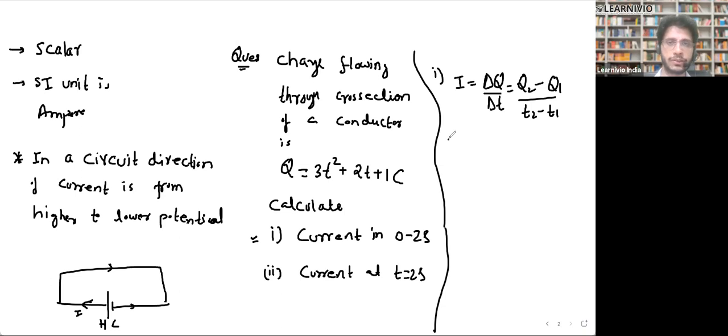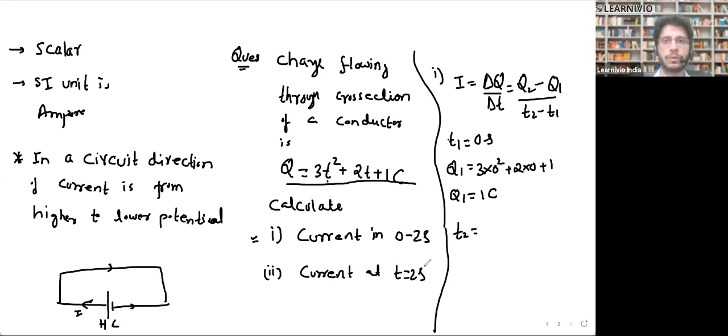Okay, Noor, let's check your answers. T1 is 0 seconds. Next, you need Q1. For Q1, what you can do is, in this expression, put t equal to 0. This expression of charge is valid for any time. If you want to calculate charge particularly at t equal to 0, put t equal to 0 here. So this is 3 into 0 square plus 2 into 0 plus 1, which is 1.